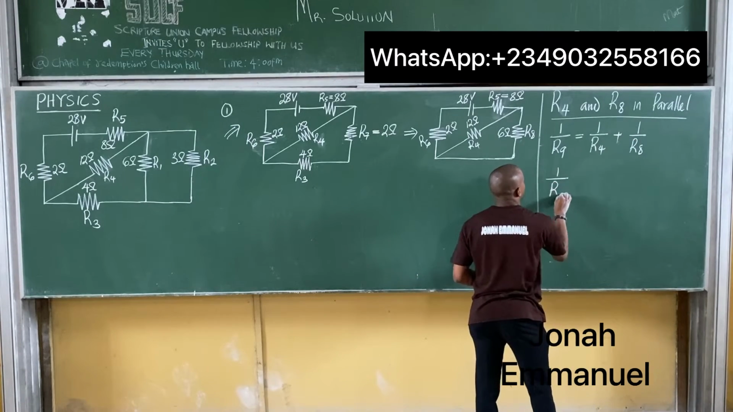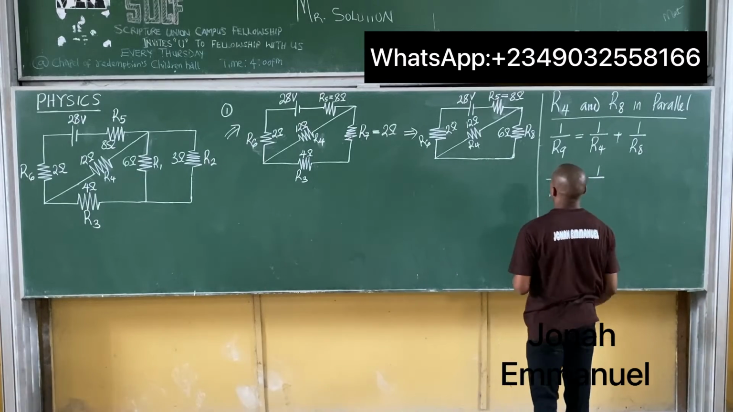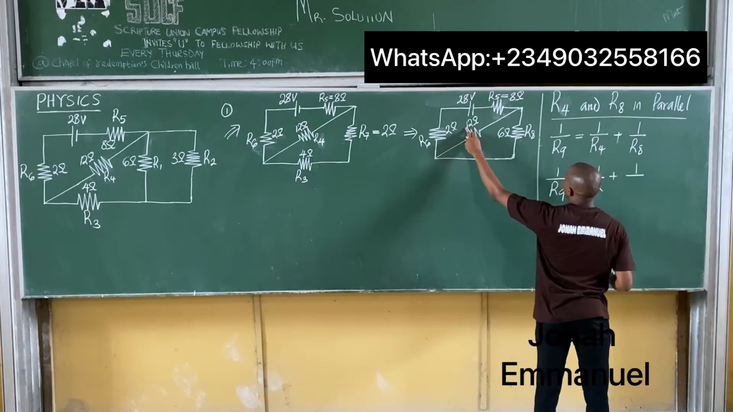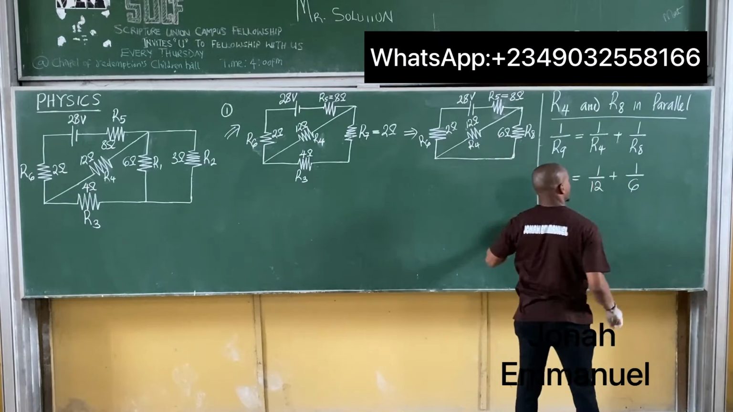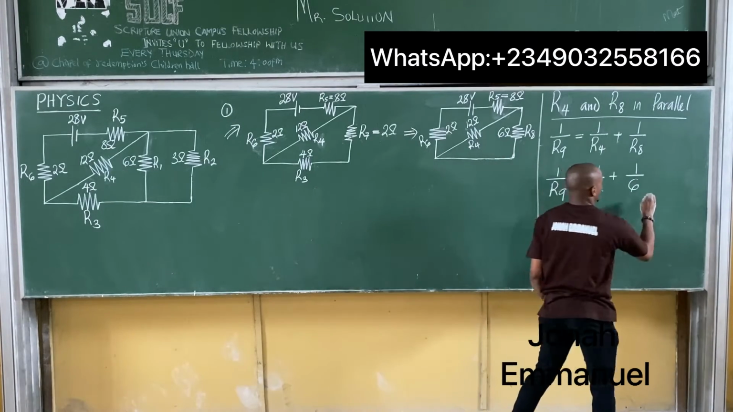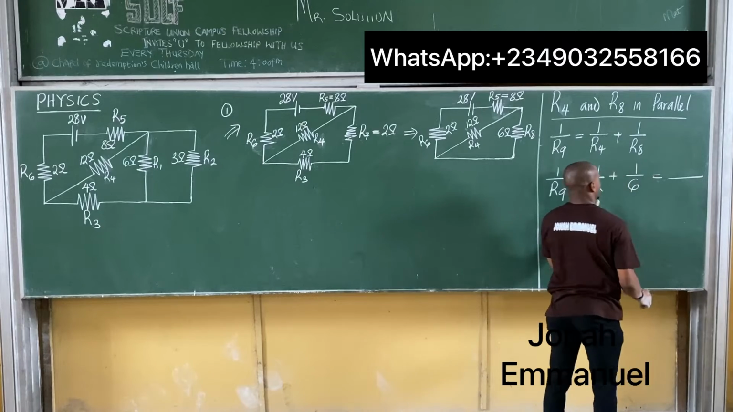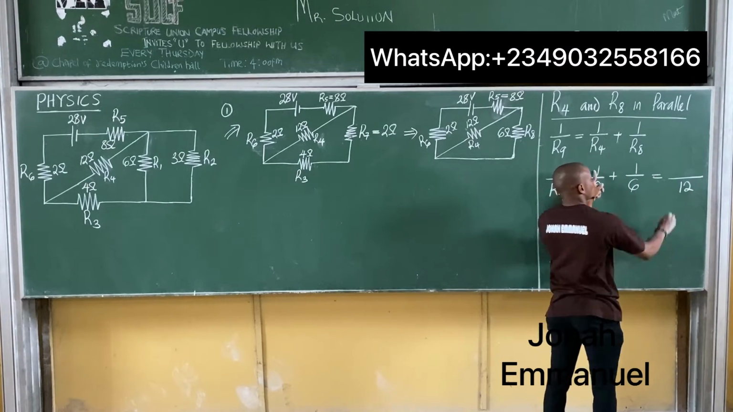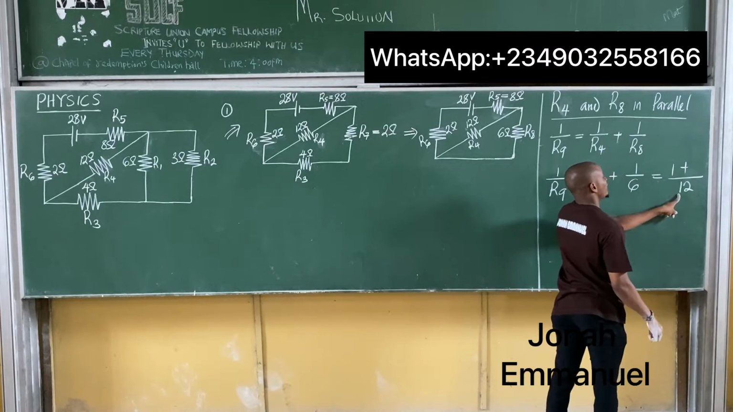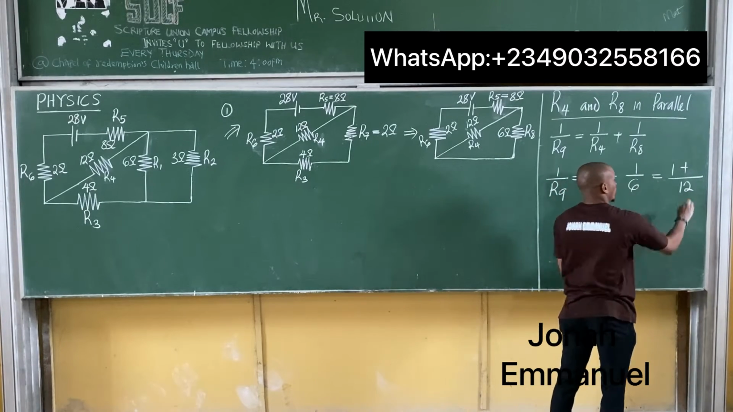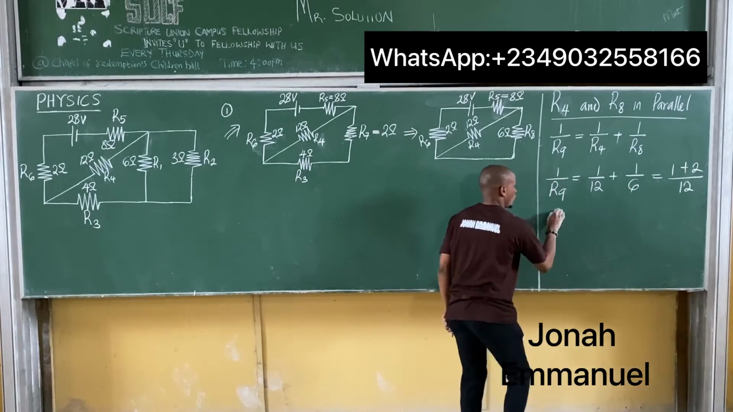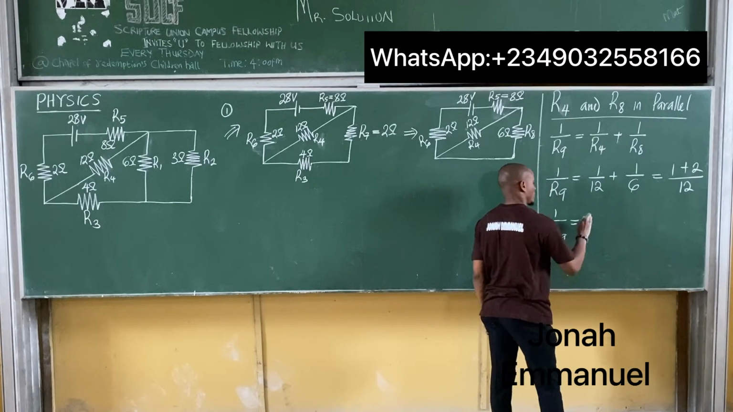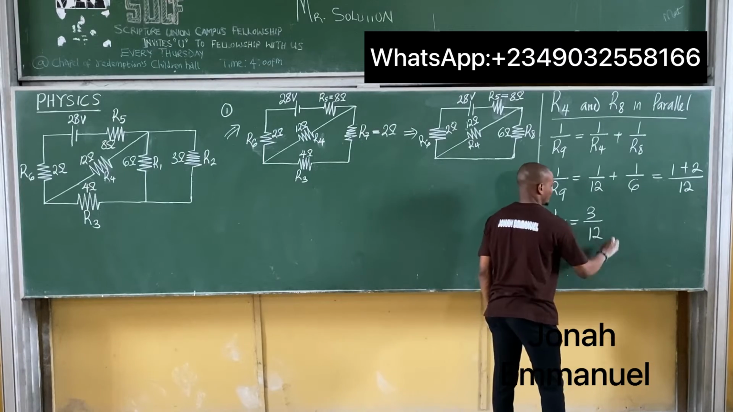1 over R9 is equal to 1 over R4, which is 12, plus 1 over R8, which is 6. So I have this equal to the LCM of 6 and 12, which is 12. 12 over 12, 1 times 1. 1 plus 12 divided by 6, 2 times 1, 2. So I have 1 over R9 is equal to 1 plus 2, which is 3 over 12.